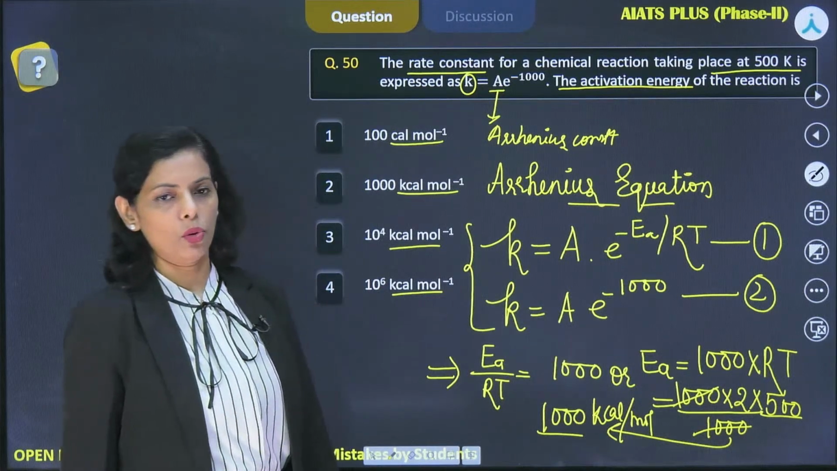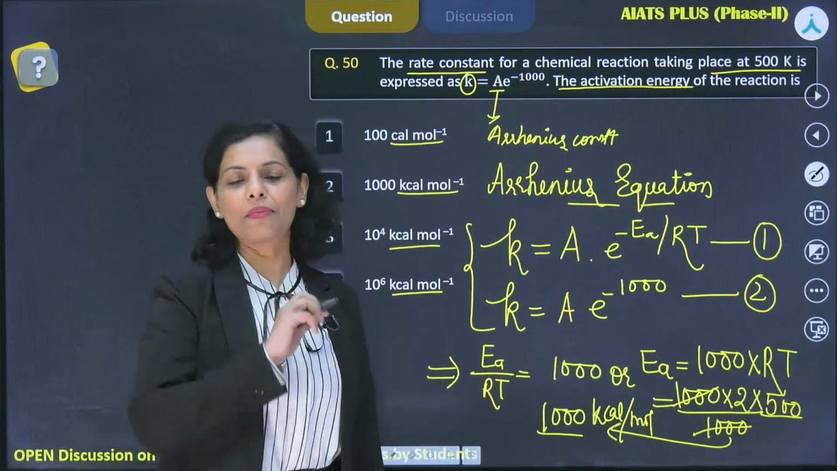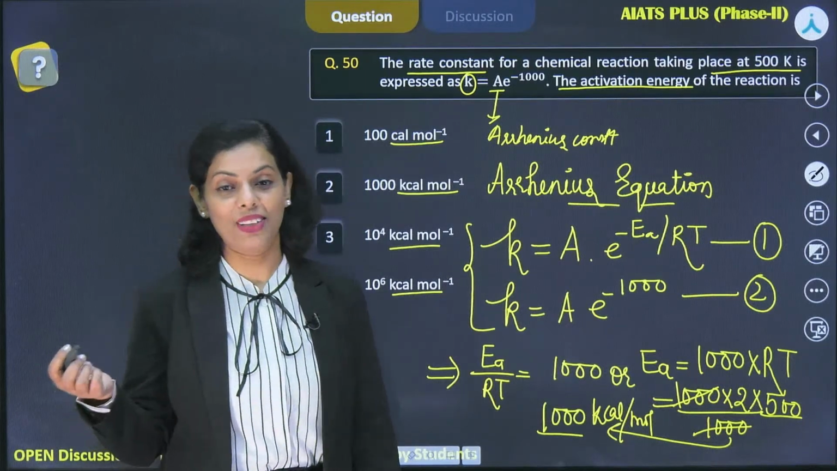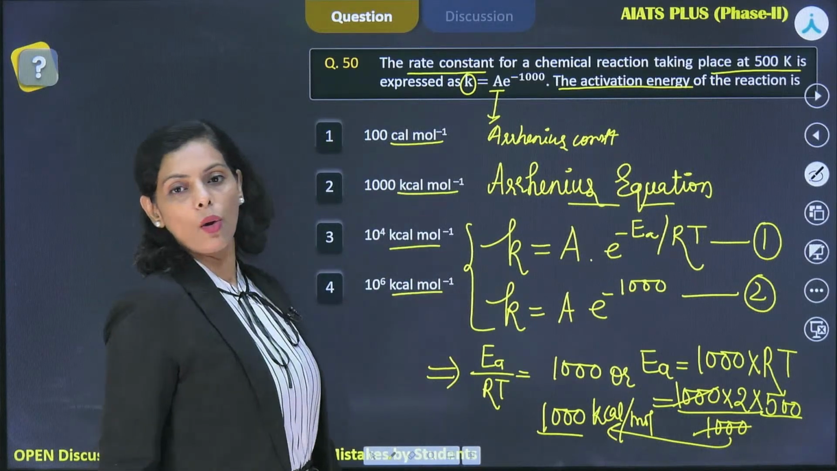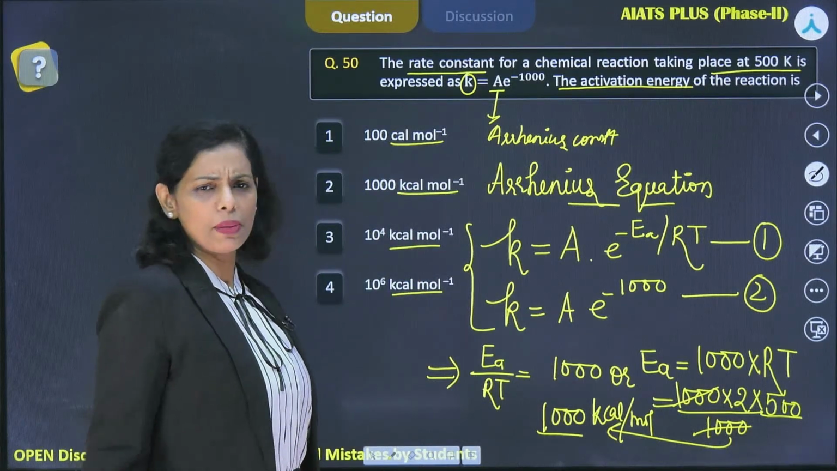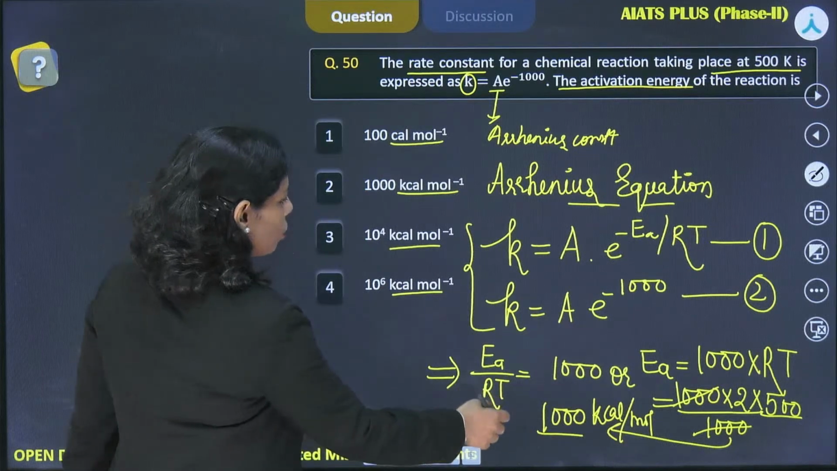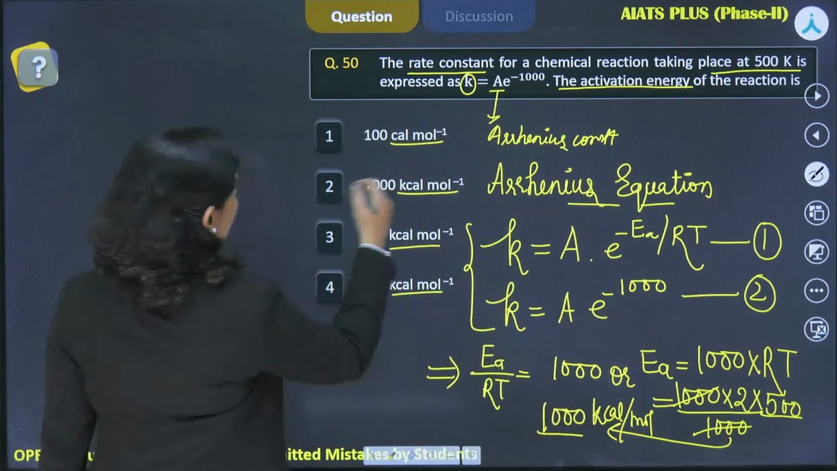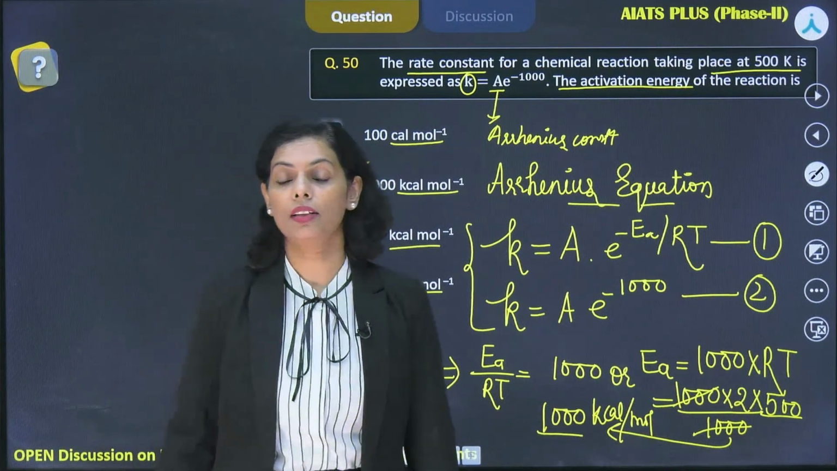1000 kilocalorie per mole. Right. You are absolutely right. Which option is correct now? That happens sometimes, but in the examination it should not be there, okay. So, 1000 kilocalorie per mole, it's there in the second option, the right answer for the question.